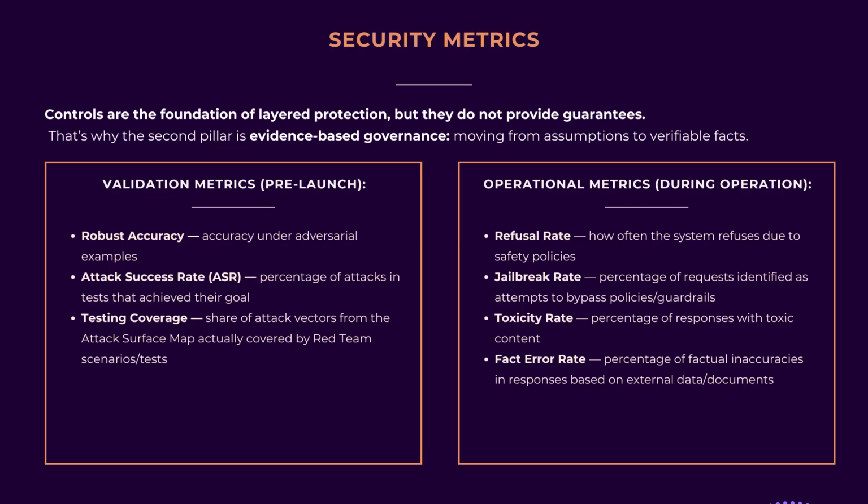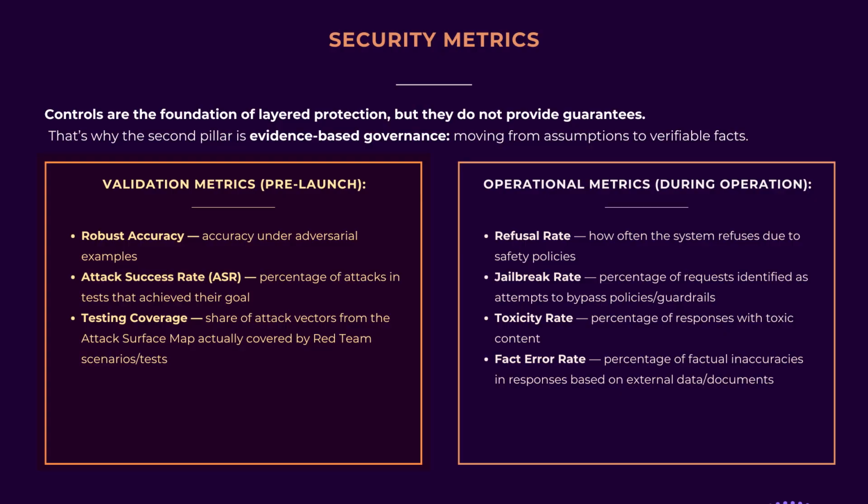All these controls are key to implementing defense in depth. However, implementing controls alone does not guarantee safety. This brings us to the second pillar of our approach, evidence-based governance. We must shift from assumptions, "I think the system is safe," to verifiable facts, "I can prove it's safe, here are the numbers." To do that, we need metrics, which we can divide into 2 categories, validation and operational.